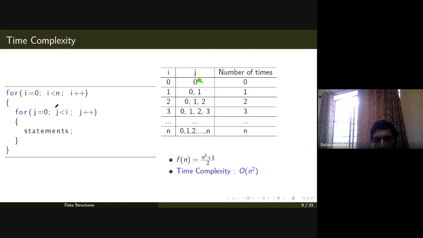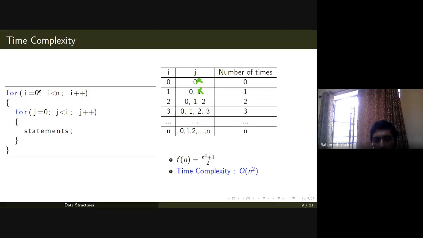Then for i equal to 1, j can take values 0 and 1. For value 0, the statement will be executed. For j equal to 1, the statements will not be executed. So the number of times the statements will be executed is 1.